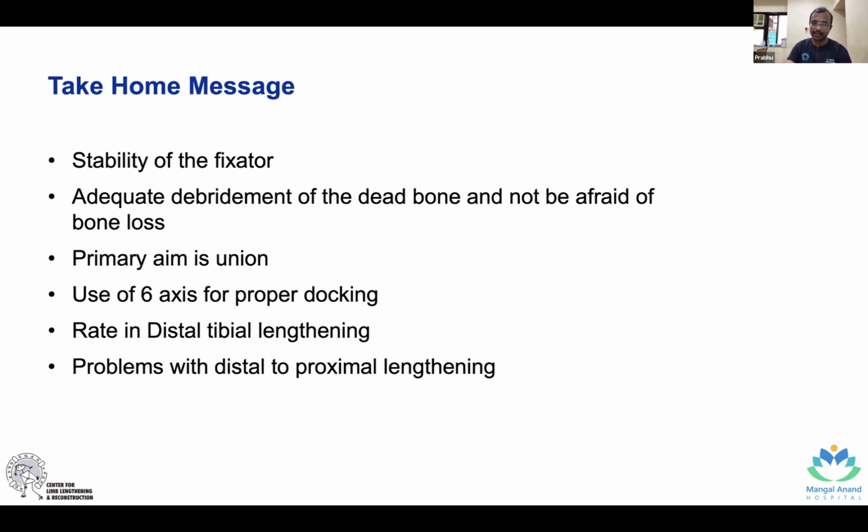So, summary: successful management depends upon stable fixation, meticulous debridement with complete excision of non-viable bone, prioritization of bony union over bone preservation, accurate use of 6-axis in docking and alignment, careful consideration of distraction rates in distal tibia lengthening, awareness of challenges associated with distal to proximal tibia lengthening.